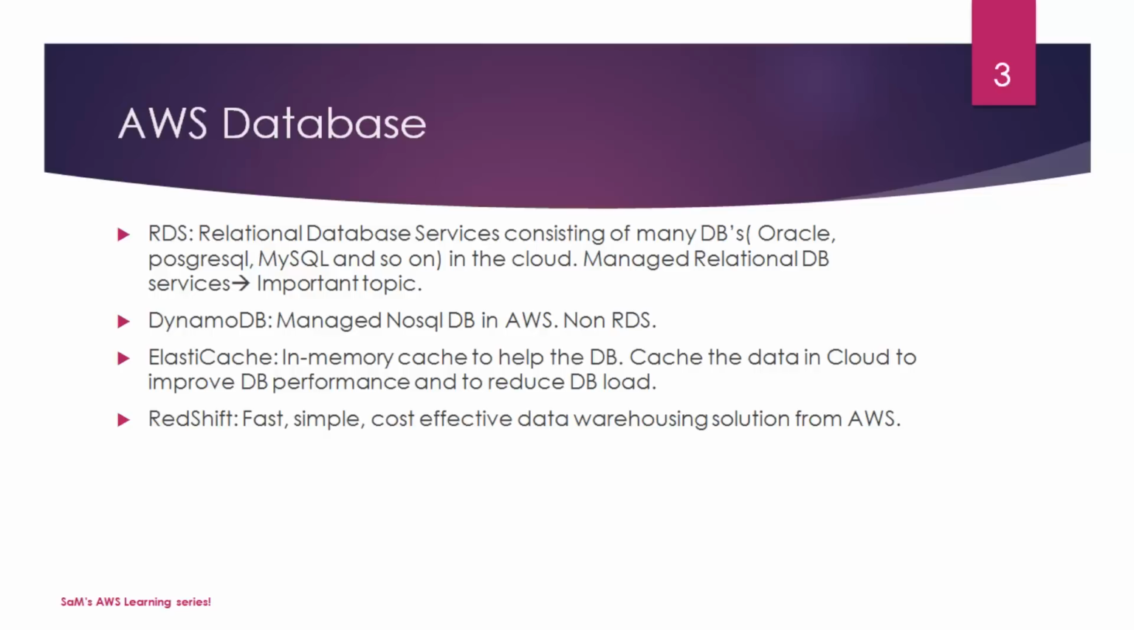And ElastiCache is the in-memory cache to help the DB. What do you mean by in-memory cache? This caches the data on the cloud to improve DB performance, and this helps to reduce the DB load. So the popular queries and other things, the results are stored in ElastiCache, which is an in-memory cache. So if you want to run the popular queries, ElastiCache will provide you the results, and it's a great deal actually. DB performance will be improved, DB load will be reduced, and so on.